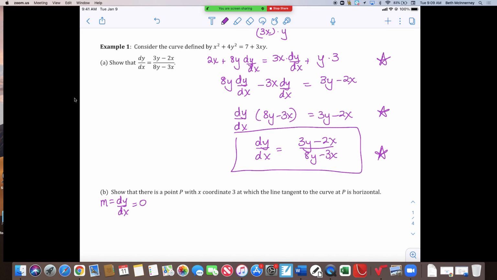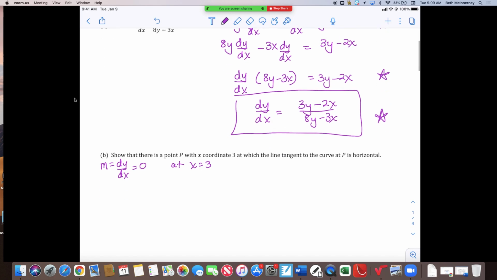Now this is at x equals 3. So let's go to (3y minus 2x) over (8y minus 3x). Making this statement would be 1 point. You want to constantly look at your problems through the lens of a grader. A grader is looking at what do you know. You're trying to demonstrate your knowledge. So then I also know that x is 3.